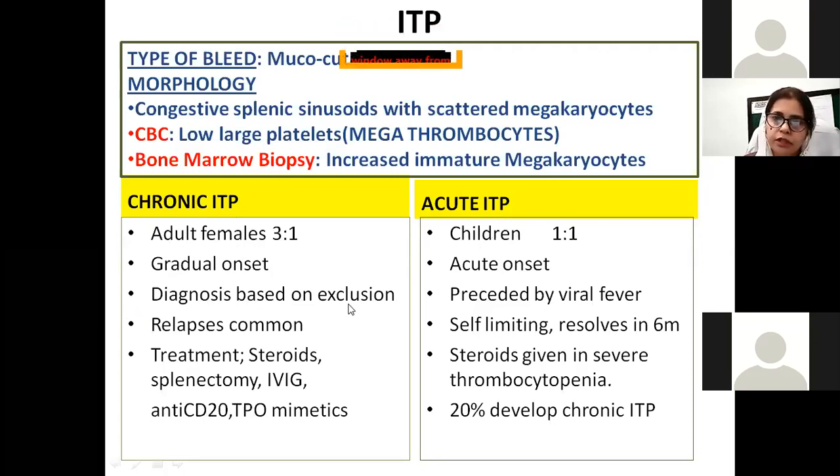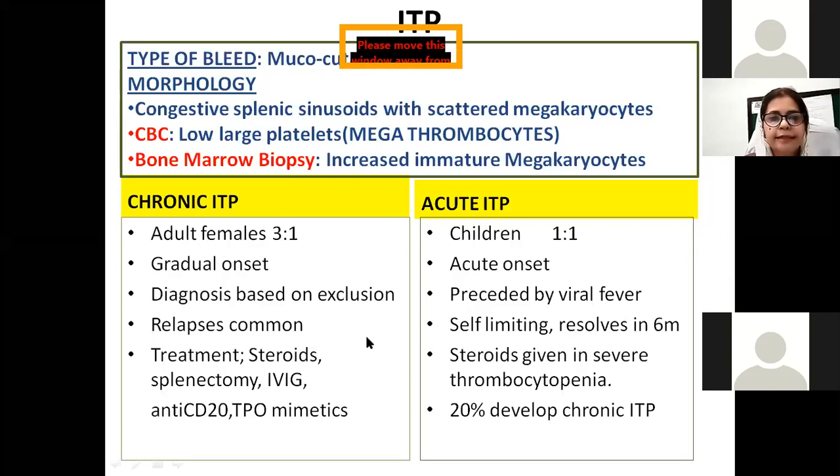Diagnosis is based on exclusion, that is, we have to rule out the secondary causes of ITP, which I've mentioned earlier. In acute ITP, most of the time there is a prior history of a viral fever. Mostly we see children post-vaccination presenting with ITP, or post-measles ITP is very common also. Relapses are common in chronic ITP, whereas acute ITP is usually self-limiting and tends to resolve within 6 months.